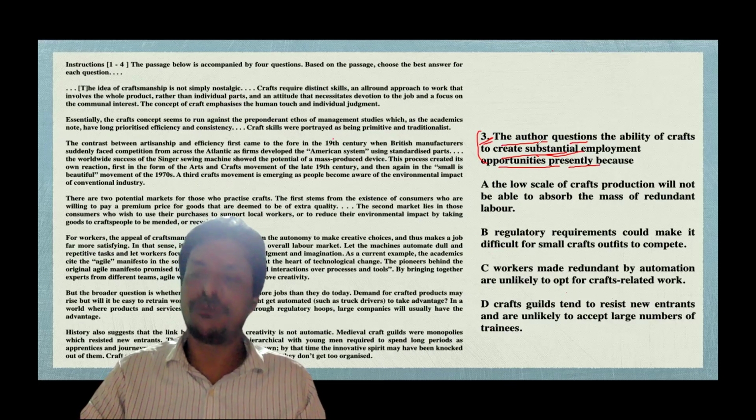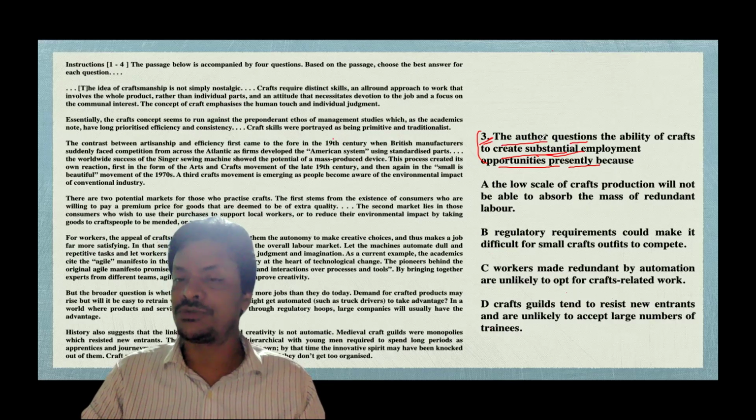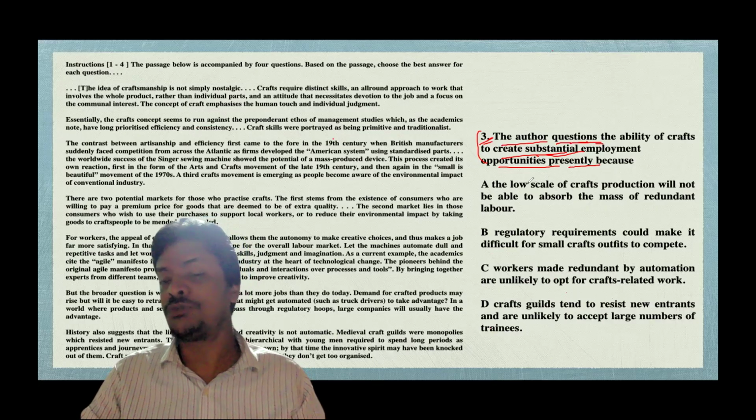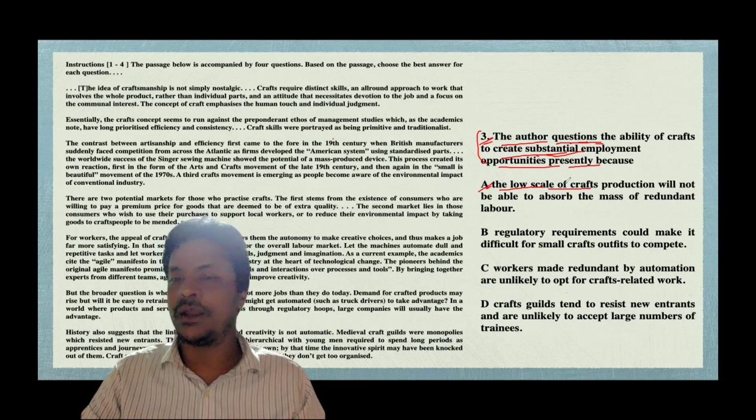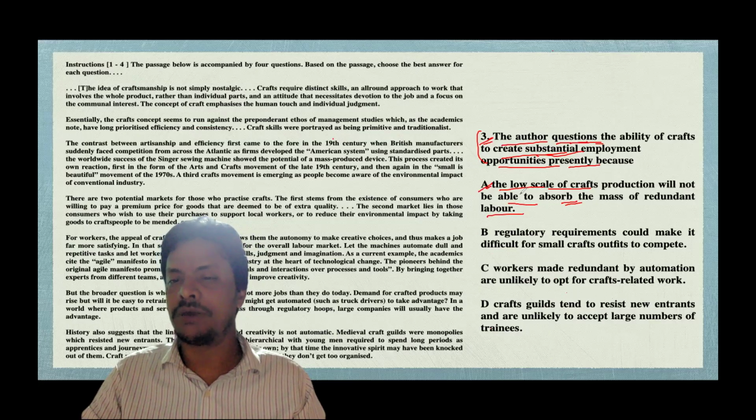The author questions the ability of crafts to create large-scale employment opportunities presently. It means the question is asking why the author doubts that crafts can provide many jobs today, right? Because here it is stated questions the ability. So which option will be the reason for it? Let's look at the first choice. The first choice says the low scale of crafts production will not be able to absorb the mass of redundant labor. It is trying to say that crafts are too small to give jobs to all workers who lose their jobs elsewhere. That is what A is saying.